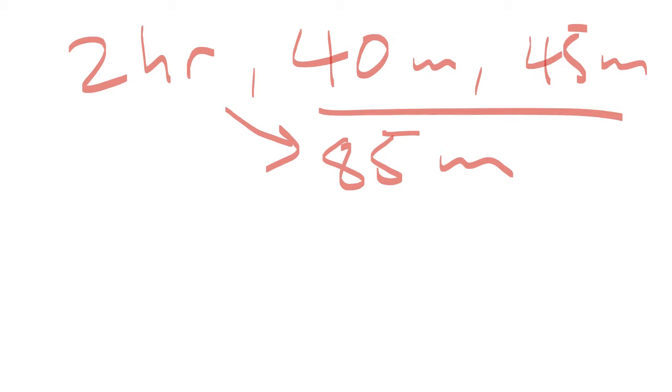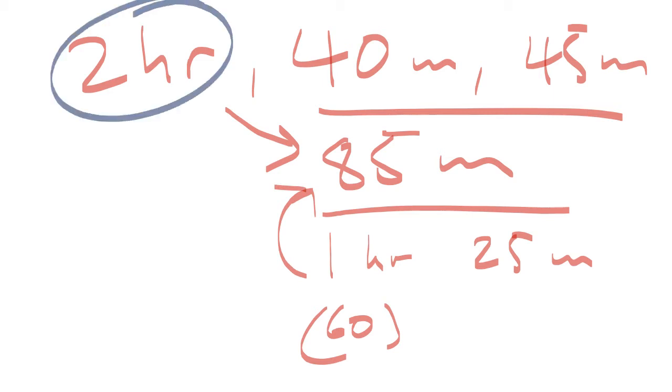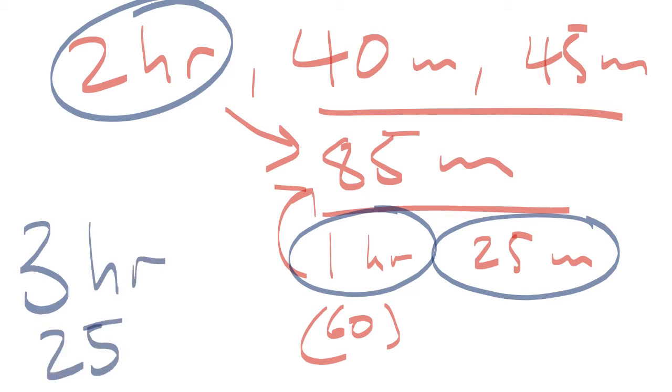Now, we don't actually usually say 85 minutes because 60 minutes equals an hour, doesn't it? So 85 minutes actually equals 1 hour and 25 minutes, okay? Because that's what would be left over from 85. So your total answer is going to be 2 hours plus 1 hour plus 25 minutes, which is going to equal 3 hours and 25 minutes.